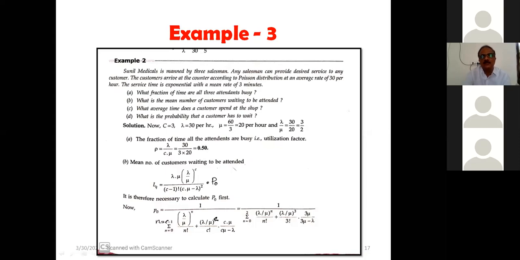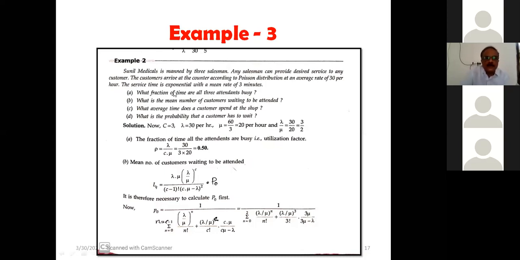Now the next question is to find out whether it is an infinite population model or a finite population model. Let us see. Any salesman can provide the desired service to any customer. Customers arrive at the counter according to a Poisson distribution at an average rate of 30 per hour. The service time is exponential with a mean of 3 minutes.